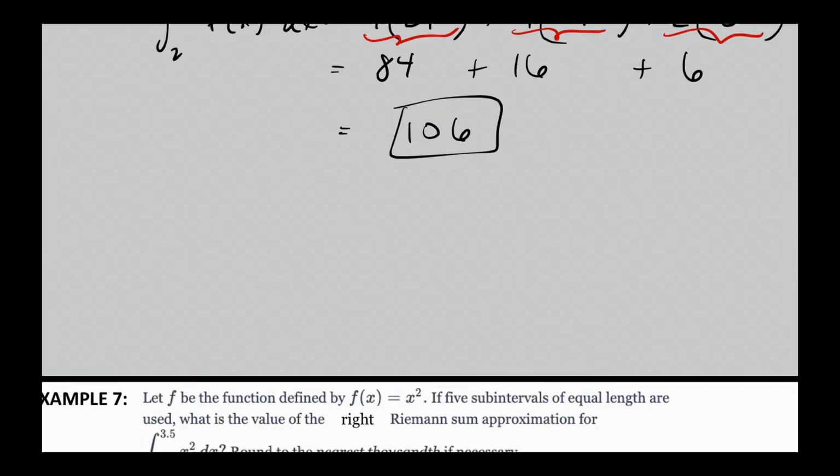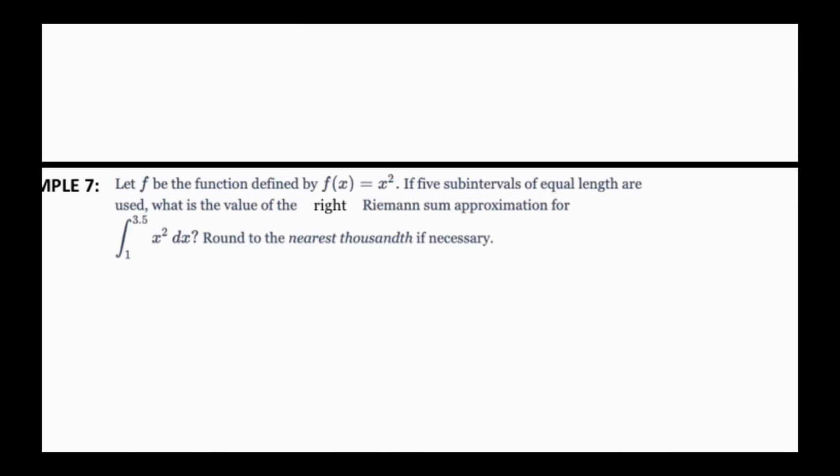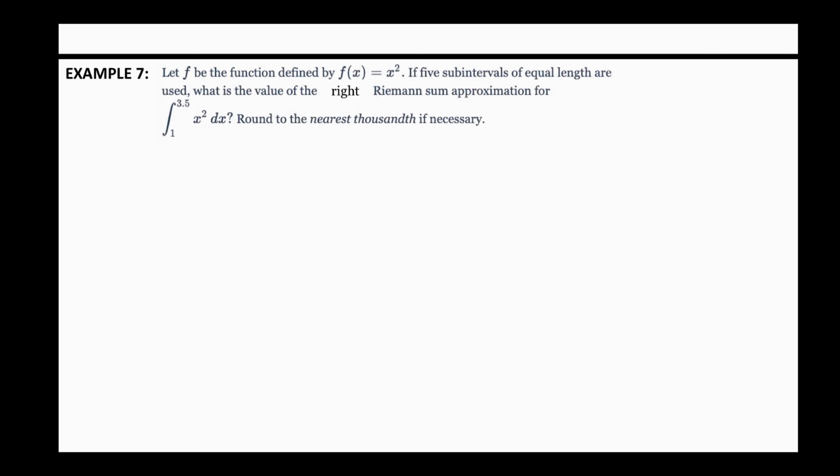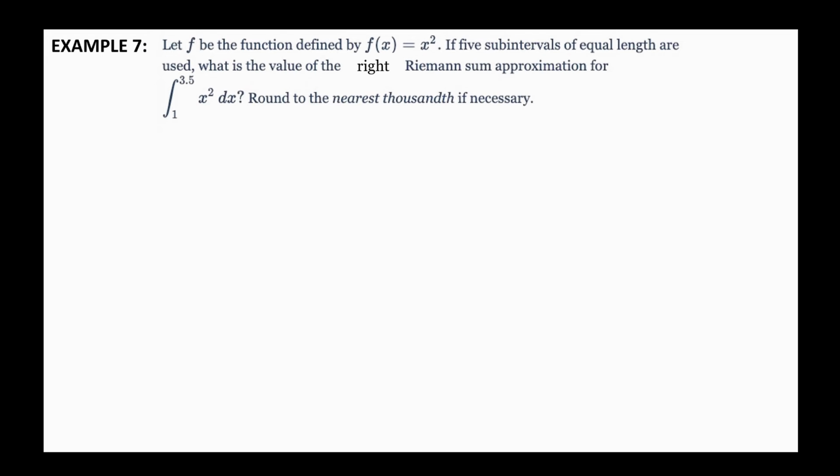All right, so we got 2 more, and we might have enough time to finish. Okay, so the last one. F of x is x squared. That's the function, right? It's a parabola.